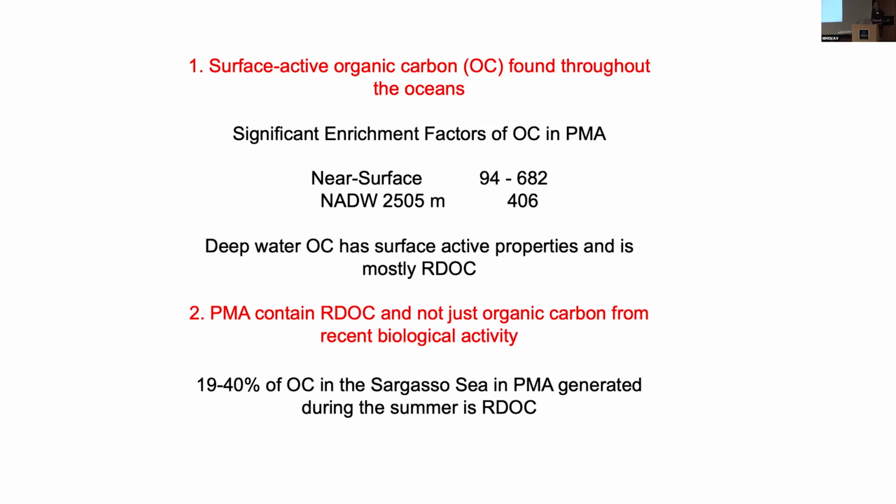The second thing is that the primary marine aerosols contain RDOC and not just organic carbon from recent biological activity. Using natural abundance C14 measurements, we calculated that anywhere from 20 to 40% of that organic carbon in the aerosols was this RDOC. And that was during the summertime. We're analyzing wintertime cruise data to see if there's a seasonal pattern of this at BATS.